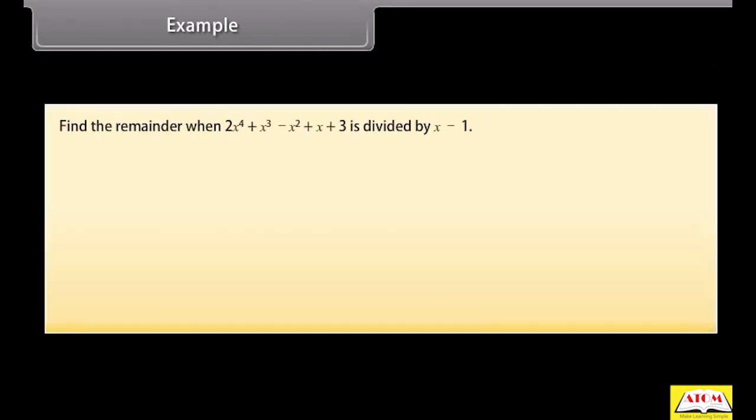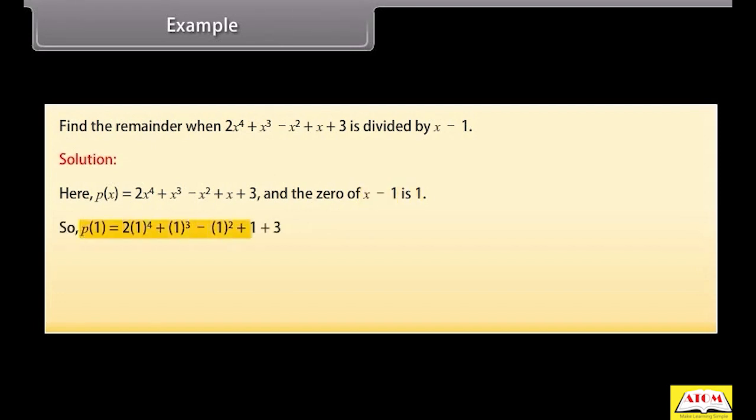Find the remainder when 2x^4 + x^3 - x^2 + x + 3 is divided by x - 1. Solution. Here, P(x) = 2x^4 + x^3 - x^2 + x + 3, and the zero of x - 1 is 1.